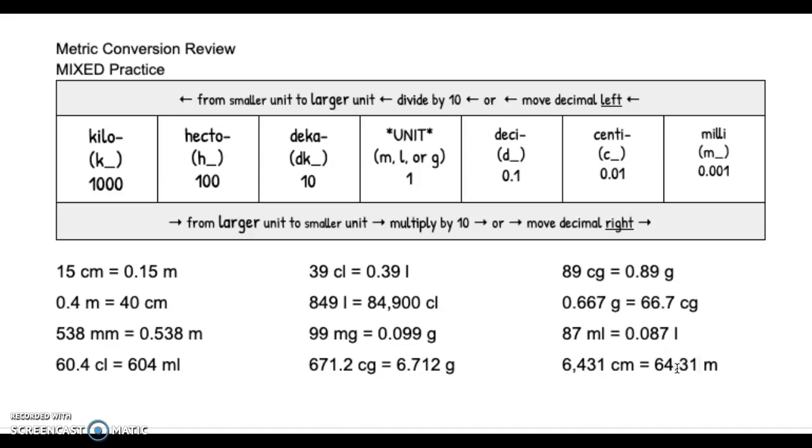Remember, when you're doing your assignment, take notice of what unit you're starting at and which unit you're moving to so you know your direction. And if you ever get stuck or forget, feel free to come back and rewatch this video.